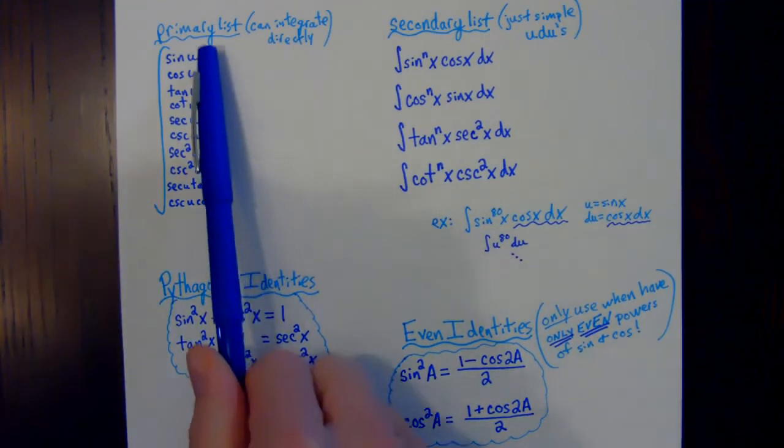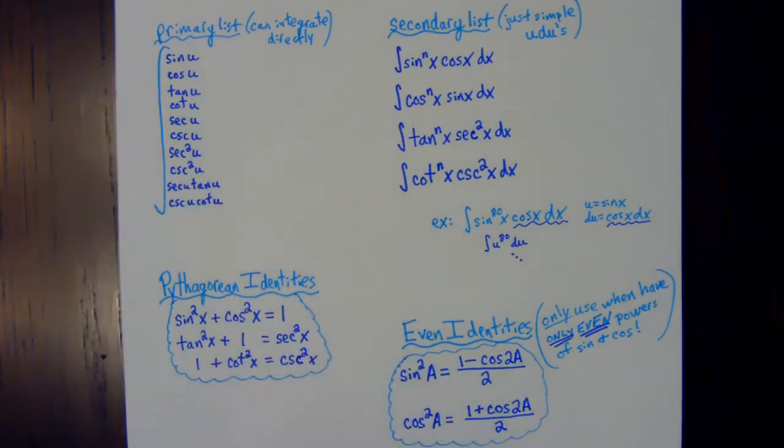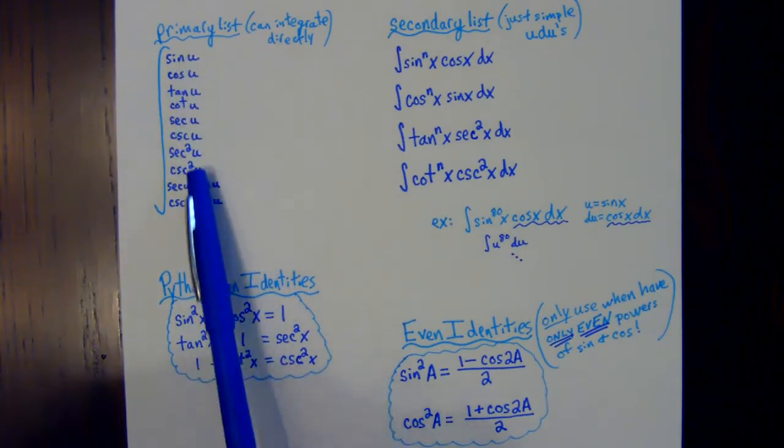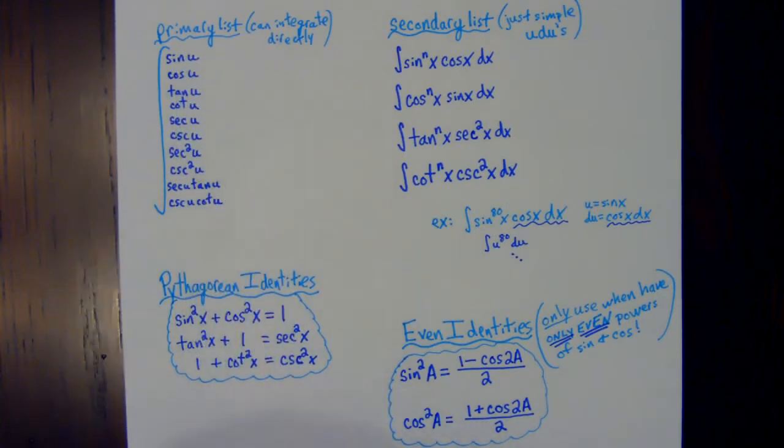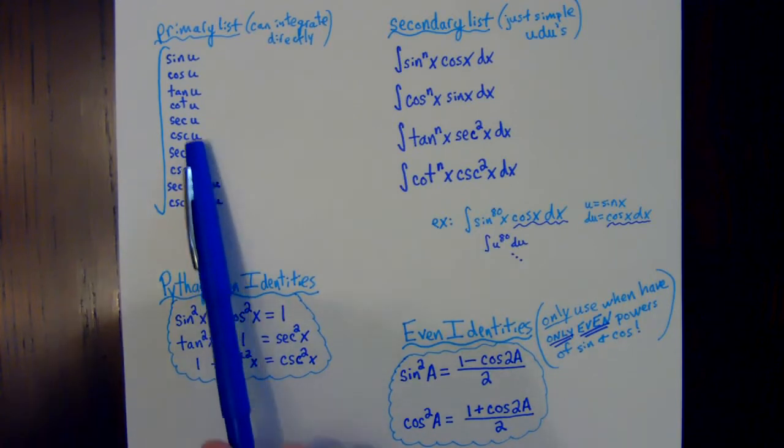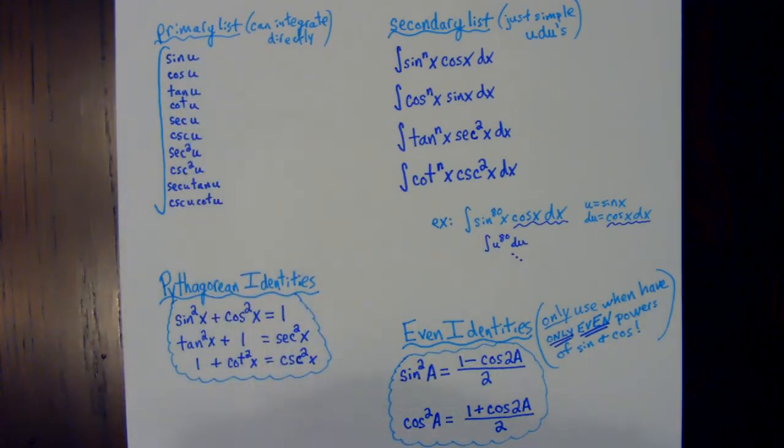This list right here, calling that the primary list, you're supposed to know how to integrate every single one of those just going straight to the answer, right? You got your reverse derivatives there. You know how to integrate any single trig function.